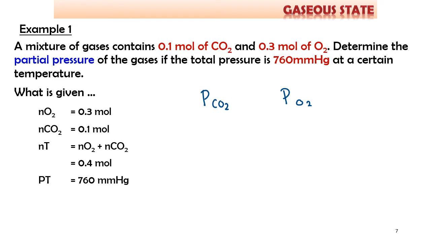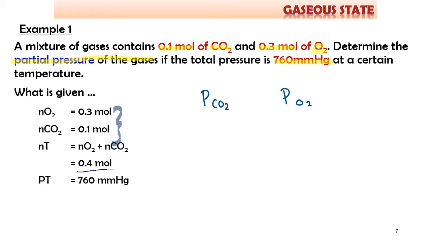Let's have a look at example 1. A mixture of gases contains 0.1 mole of CO2 and 0.3 mole of oxygen gas. Determine the partial pressure of the gases. So you want to find PCO2, partial pressure of CO2, and partial pressure of oxygen. And the total pressure given here is 760 millimeter mercury at certain temperature. So list out the important details. If you combine these two numbers of mole, kamu akan dapat mole total, which is 0.4 mole.